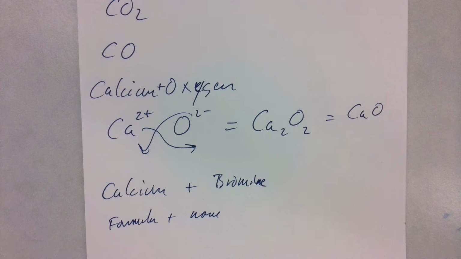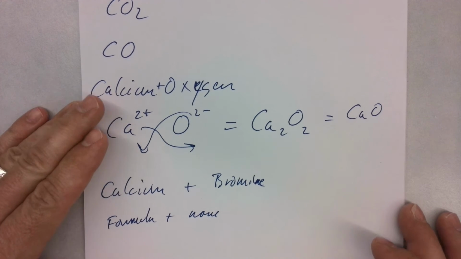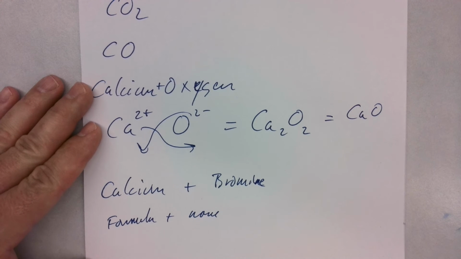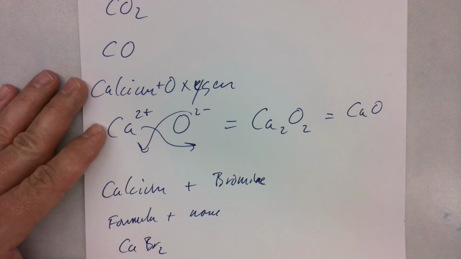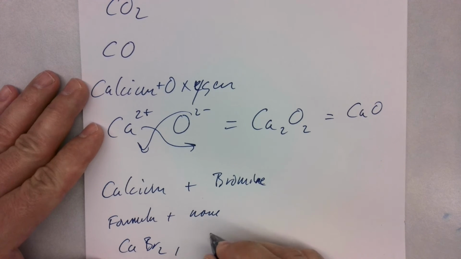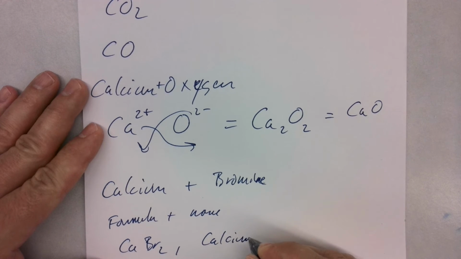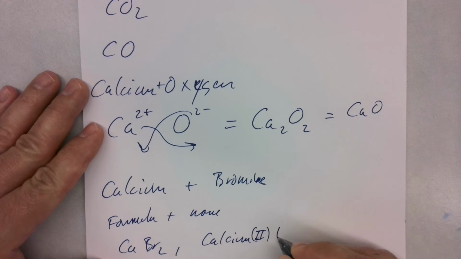Alrighty. So who was 4? What do you got for me? Give me the formula first. CaBr2. CaBr2, is he right? That's what I got. And what's its name? Calcium 2 bromide. Calcium 2, Roman numeral 2 like that, bromide? Is that right?